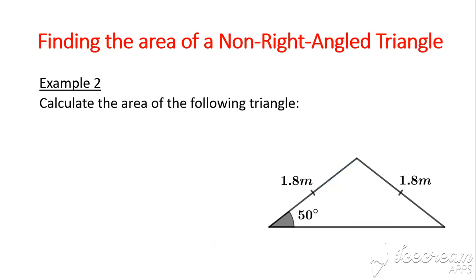All right, here's example 2. Calculate the area of the following triangle. Well, this is angle A. So there are our two sides, b and c, but we don't know one of the lengths. So unfortunately, we're going to have to be a bit tricky here.